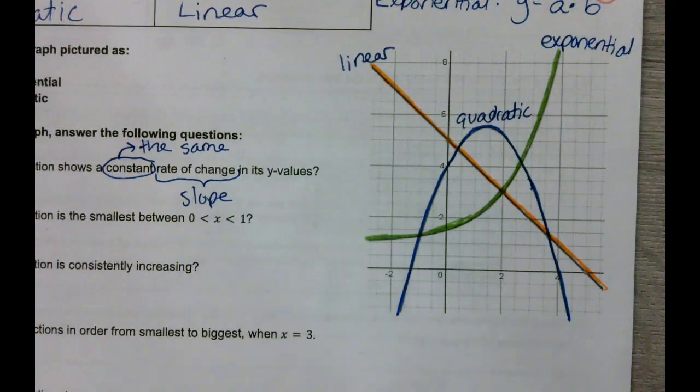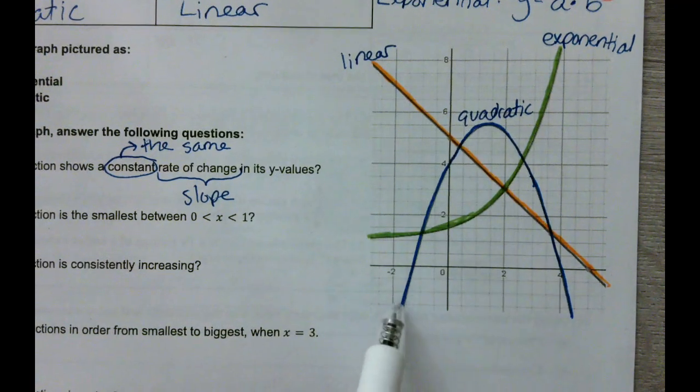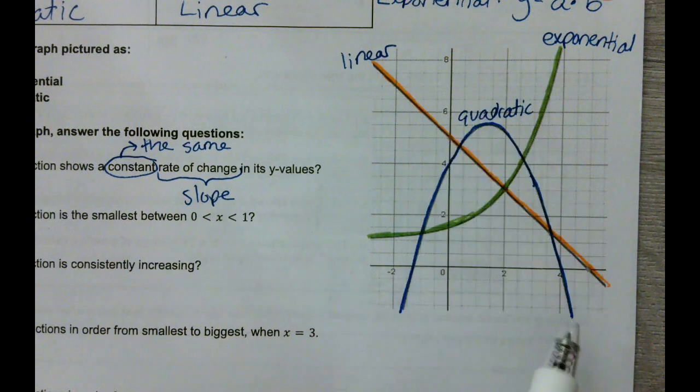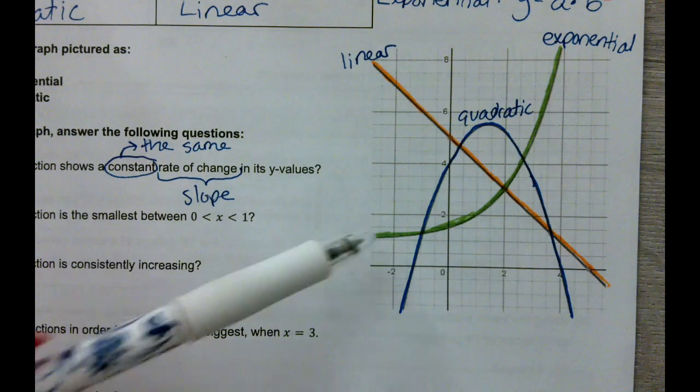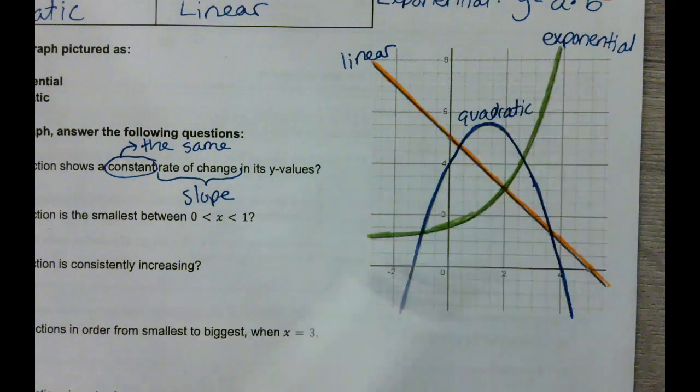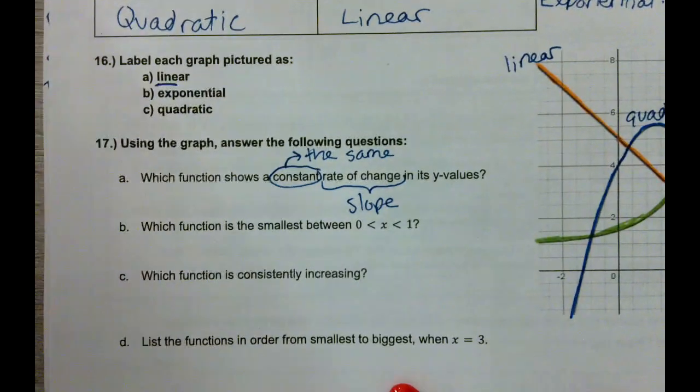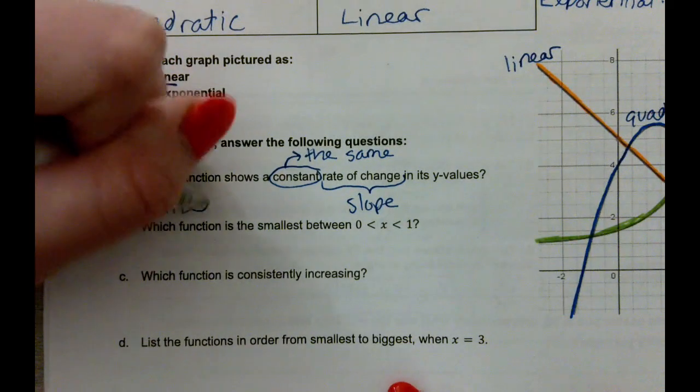So really, if I look at the graph, linear is going down the entire time. Quadratic goes up and then it goes down. This should obviously not be the answer because it literally changes. So it's not the same slope the whole time. Exponential does go up the entire time, but notice it changes in its steepness. Linear does not change in its steepness. It is the same the whole time. So linear is the answer.